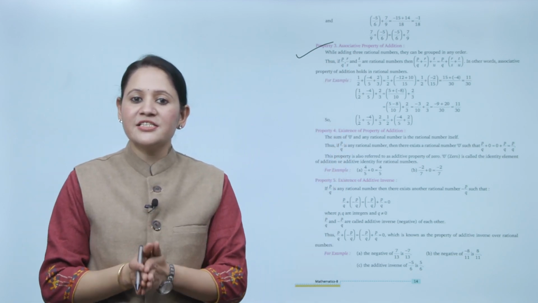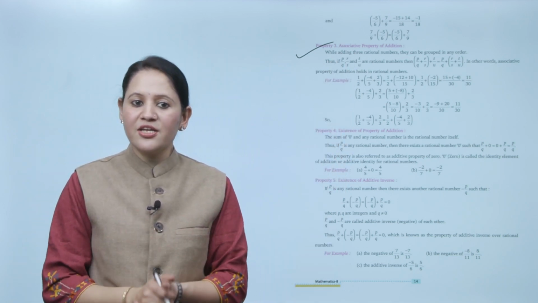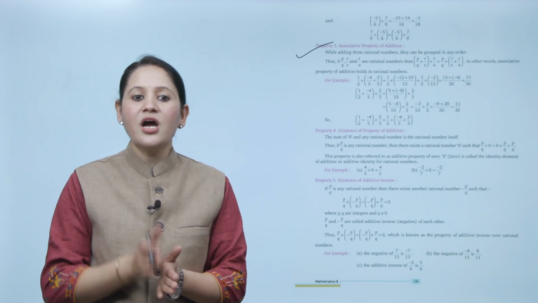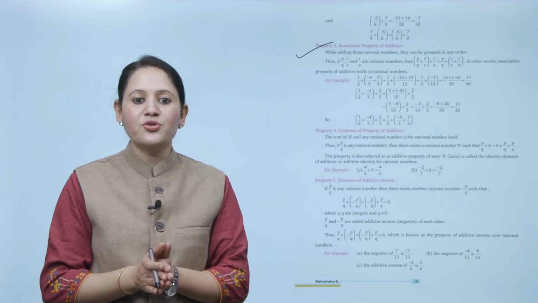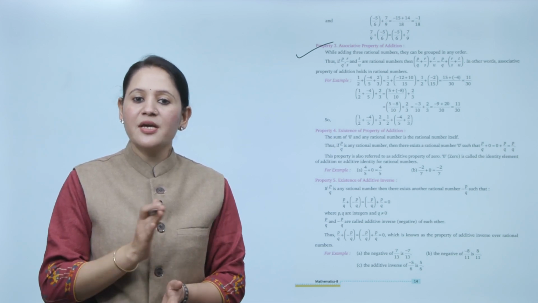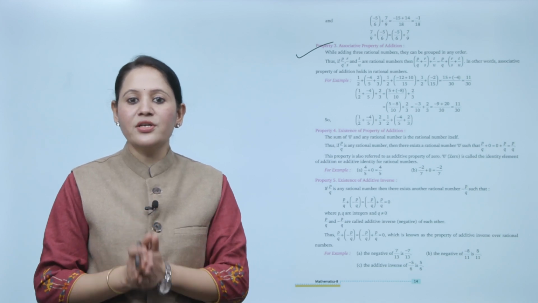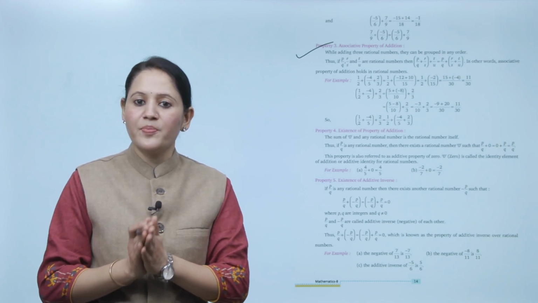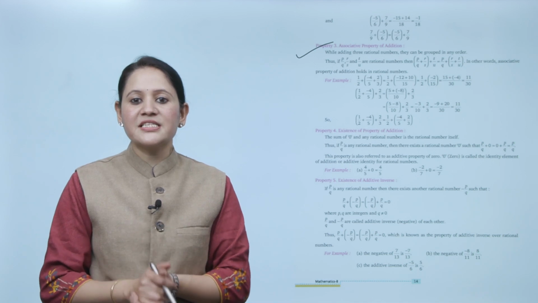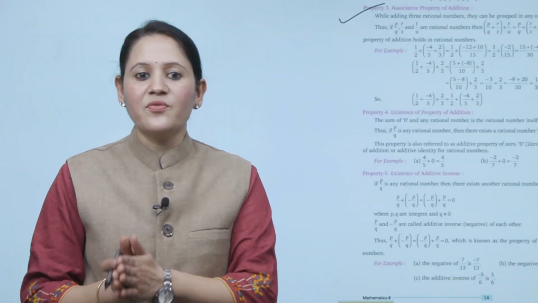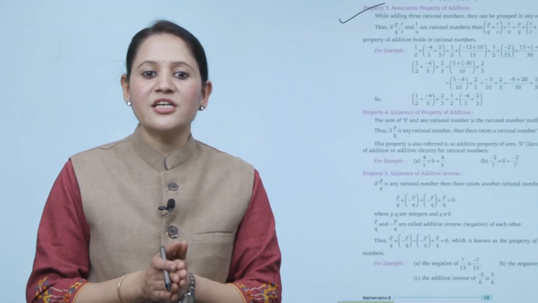Next is property 3, associative property of addition. While adding three rational numbers, they can be grouped in any order. Thus, if p upon q, r upon s and t upon u are rational numbers, then p upon q plus r upon s plus t upon u equals p upon q plus r upon s plus t upon u, with the grouping changed. In other words, associative property of addition holds in rational numbers.